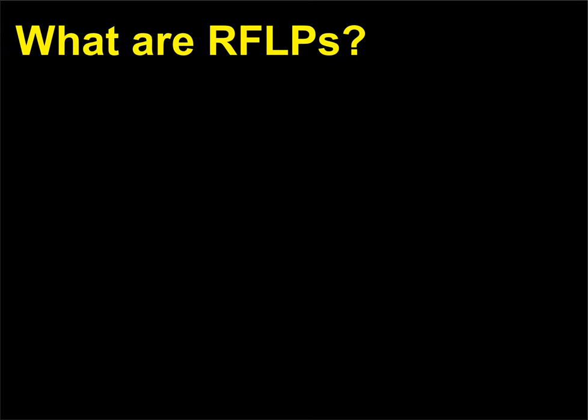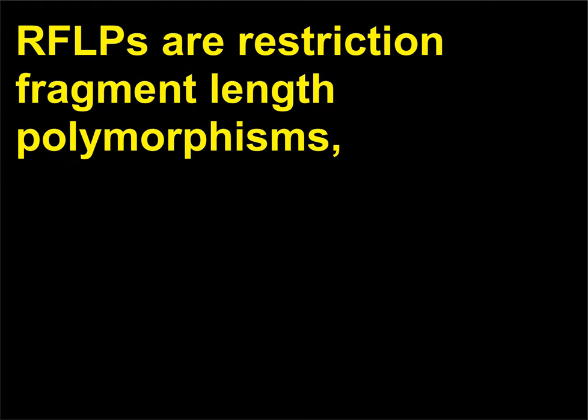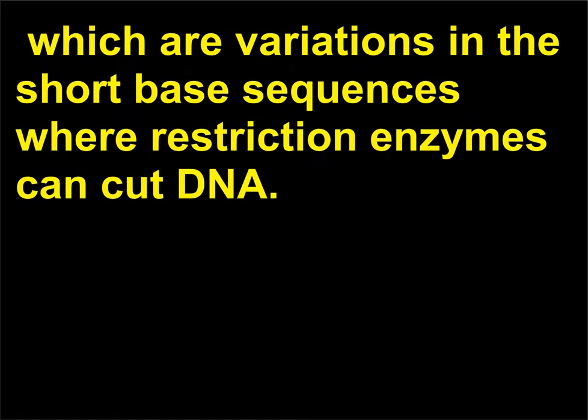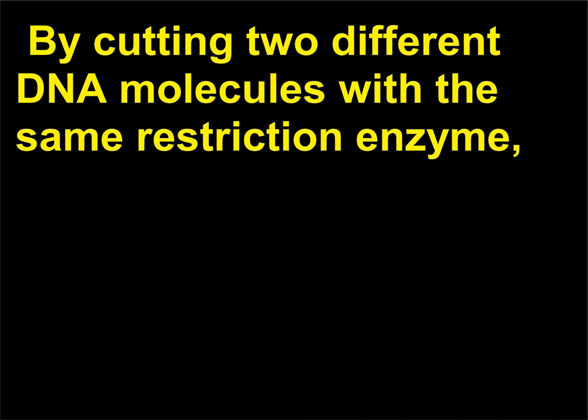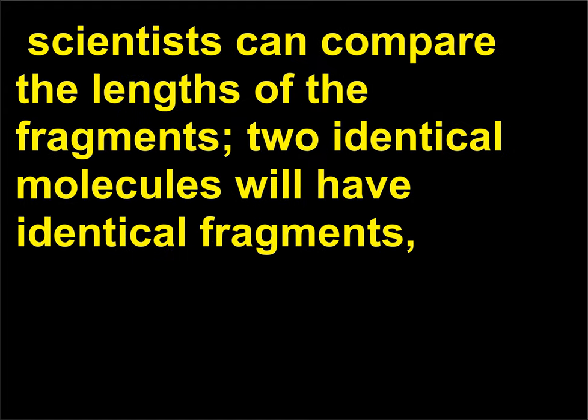What are RFLPs? RFLPs are restriction fragment length polymorphisms, which are variations in the short base sequences where restriction enzymes can cut DNA. By cutting two different DNA molecules with the same restriction enzyme, scientists can compare the lengths of the fragments.